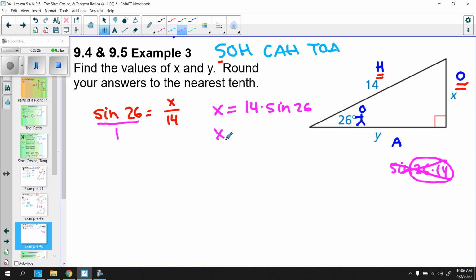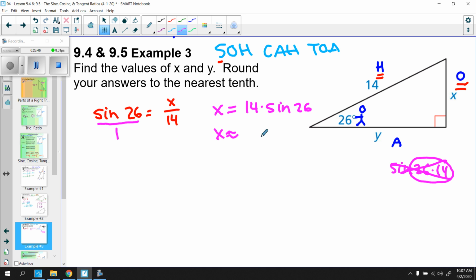Now I am going to my calculator a little bit earlier than we did in the last one, because the x was already kind of just set up by itself. When that's in the numerator, it's basically going to be the one-step nice 1 times x. So let's finish it. 14 times the sine of 26 on the calculator.